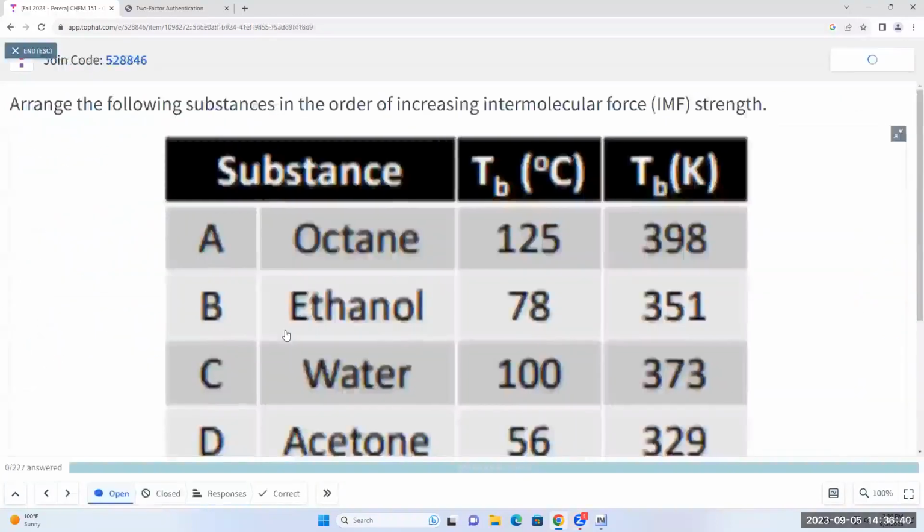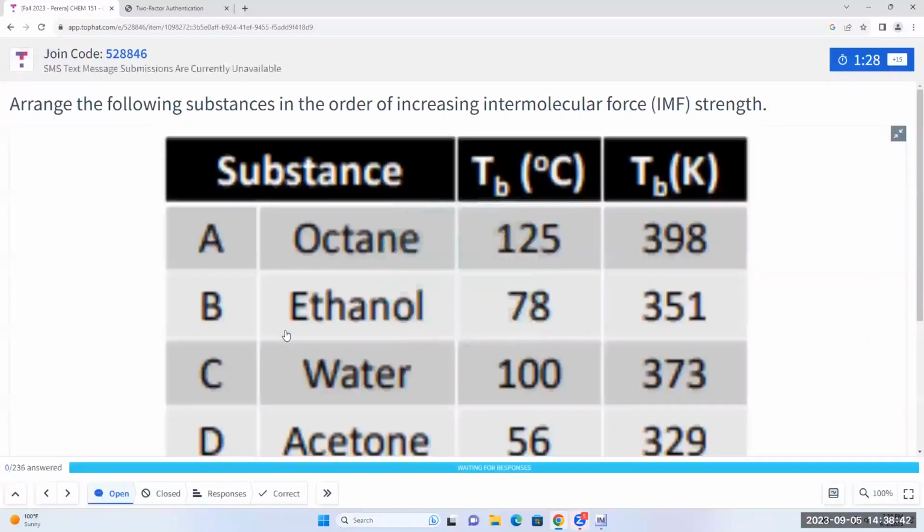All right, I'll get us some data about the boiling points of these substances, normal boiling points. What I want you to do is arrange them in the order of increasing attractive interactions between the particles. Intermolecular forces, so IMFs, means attractive interactions between the particles.